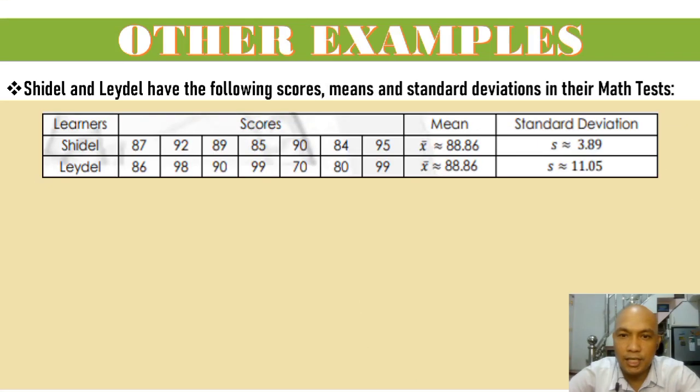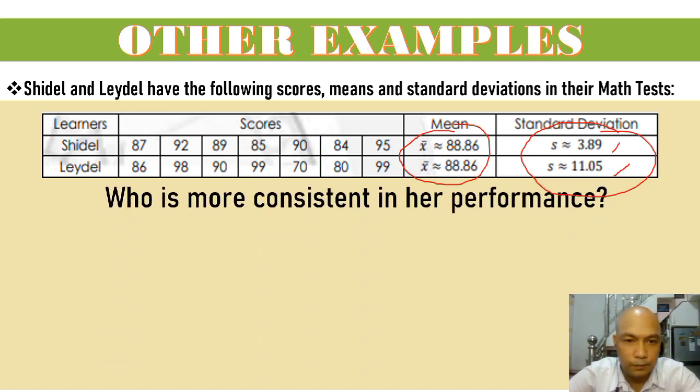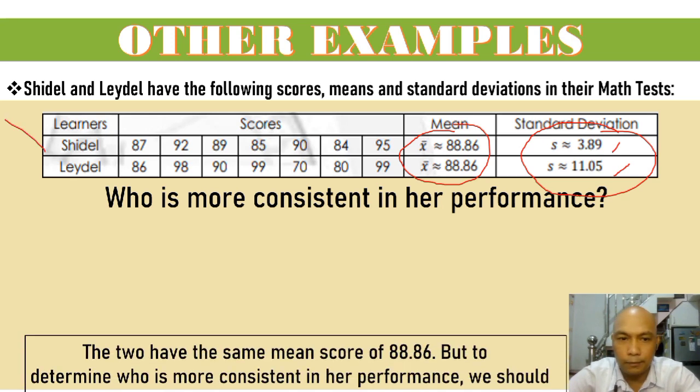So, let us consider this example. Okay, Scheidel and Leidel have the following scores: means and standard deviation in their mathematics test. So, tingnan natin, pareho ang mean pero magkaiba ang standard deviation. Ang standard deviation ni Leidel, ang taas, 11.05, samantalang kay Scheidel is only 3.89. Patanong natin dito, who is more consistent in her performance? Ang sagot, si Scheidel. Bakit?